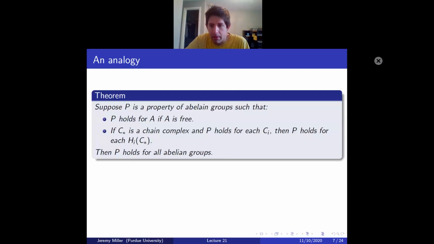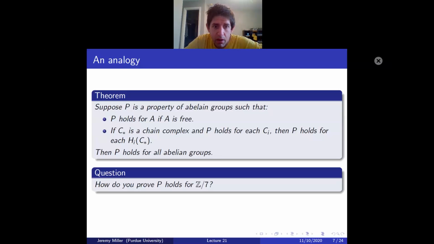Again, I don't know of any actually interesting applications of this theorem, but the idea of this theorem will be analogous to how we prove the recognition principle, which is maybe non-obvious. So let's assume that P holds for free abelian groups, and let's assume these two properties. How are you going to prove it for Z mod 7? Any guesses?